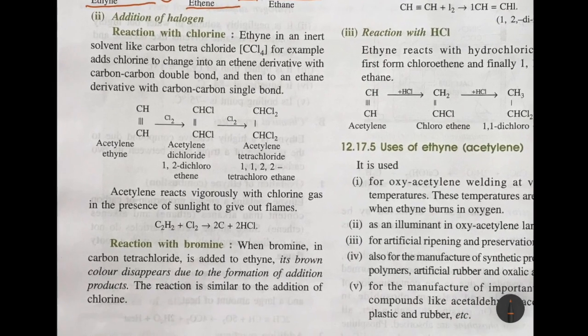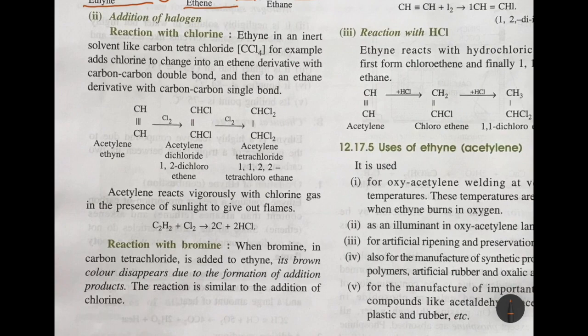Okay, next reaction is addition of halogen, reaction with chlorine. Ethyne in an inert solvent like carbon tetrachloride, for example, adds chlorine to change into an ethene derivative with a carbon-carbon double bond. The triple bond breaks up and a carbon-carbon double bond is formed first, and then an ethane derivative is formed with a carbon-carbon single bond.